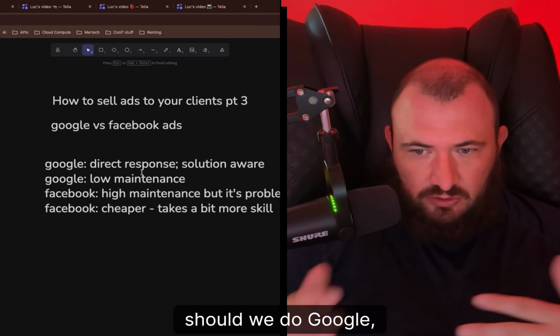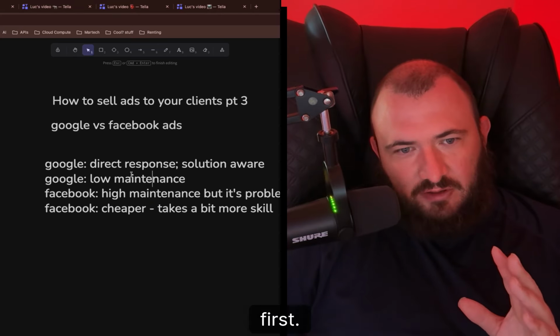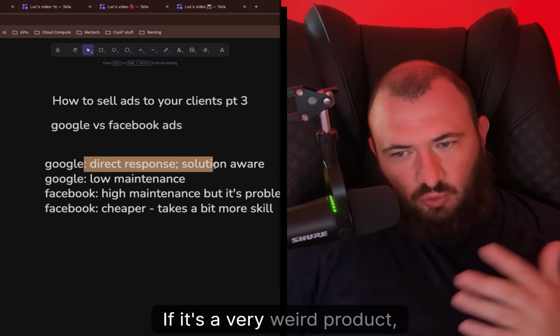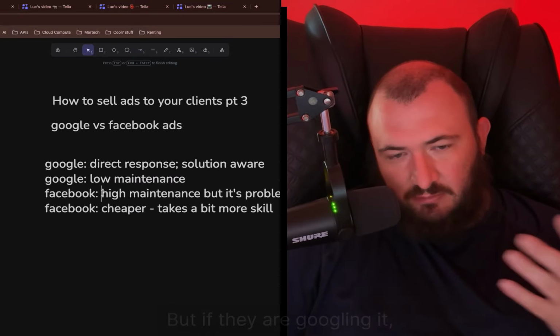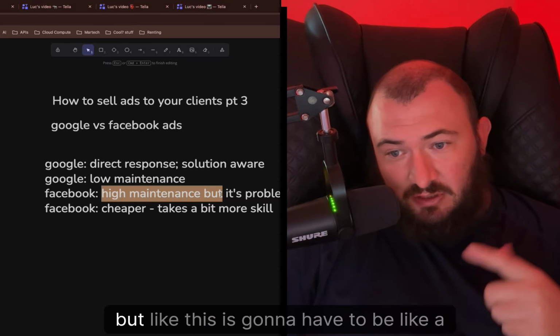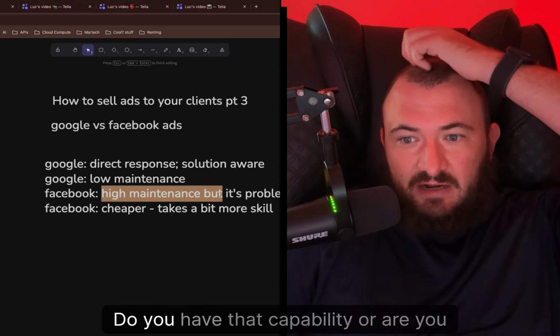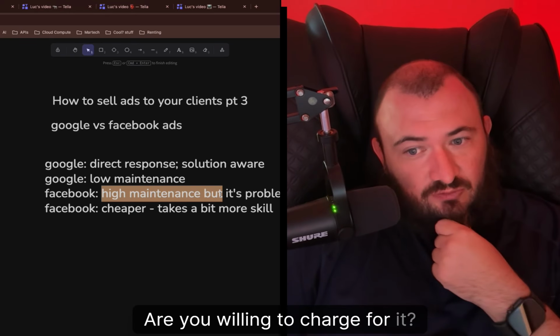So when they ask you, should we do Google, should we do Facebook? The main thing I would think of is the maintenance. First, are people Googling their stuff? If it's a very weird product, then no one's going to be Googling it. But if they are Googling it, like most companies, you've got to think about the maintenance. I'm going to have to get someone to make creative, and not just once, but like a weekly or bi-weekly thing. So like a constant creative thing. Do you have that capability, or are you willing to build that capability? Or are you willing to charge for it? Because that will eat you alive.